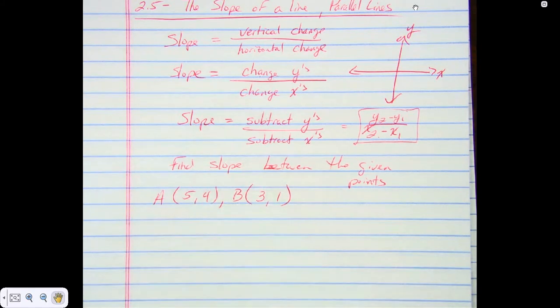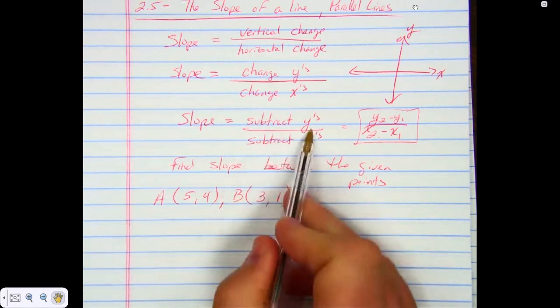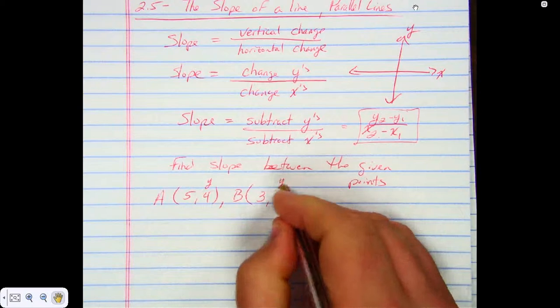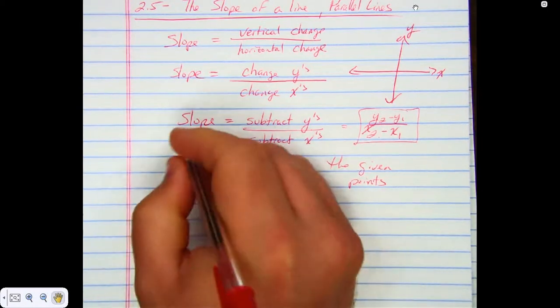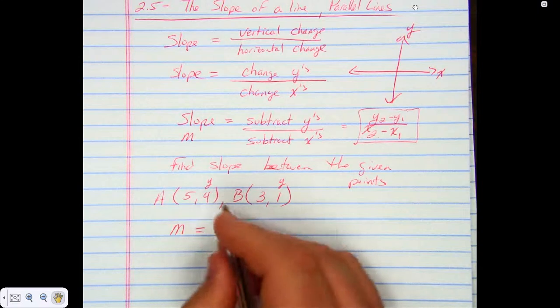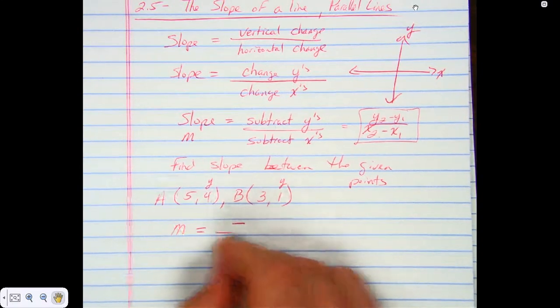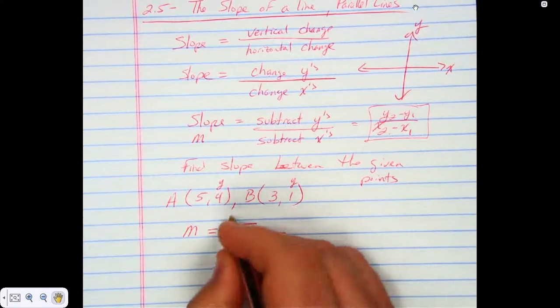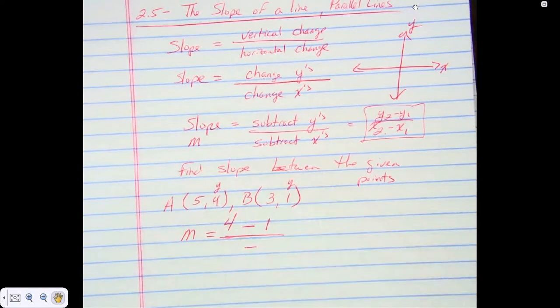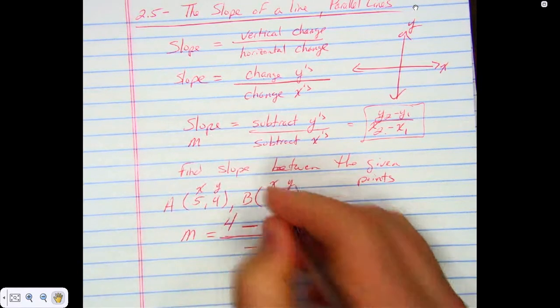What do I need to do? Subtract my what? What are my two y's? 4 and 1. So the slope, which, by the way, you use m for, you guys should remember that. Subtract my y's. What were my y's? My y's were 4 and what? And I what? Subtract them. What are my x's? Now, this is where it counts.